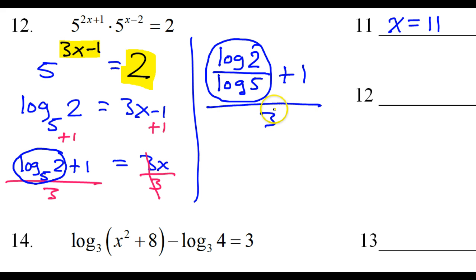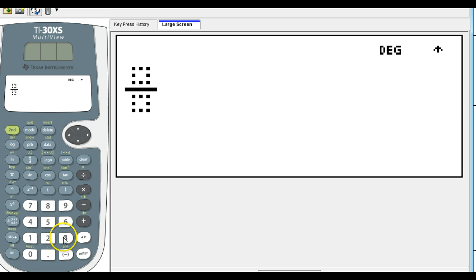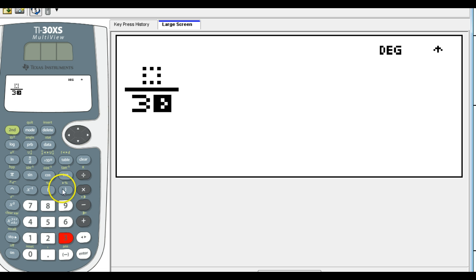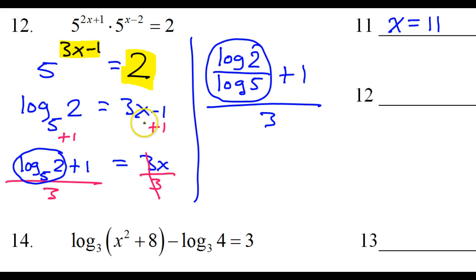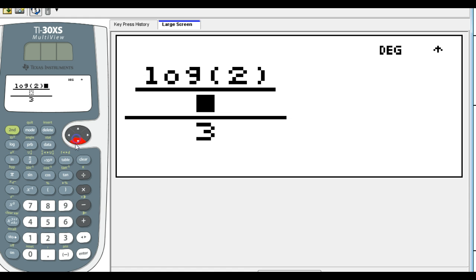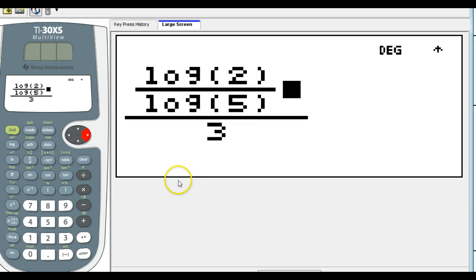Okay, so I'm going to type this in my calculator. Let's start with the big fraction that has a denominator of 3. So go to your calculator, go into fraction mode, go in the denominator, there's your 3. So that's this. Now we'll go into the numerator and create this. So up in the numerator, I see I have another fraction coming, so I can go into fraction mode again, and this is going to be the log 2 over log 5. So I go log 2 over log 5. Okay, and then I have the plus 1, so plus 1.